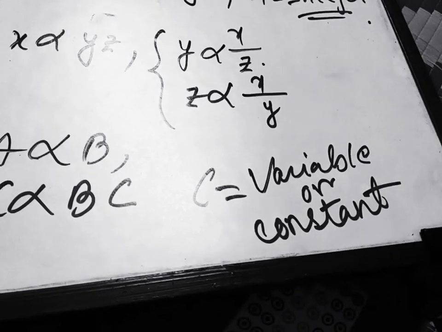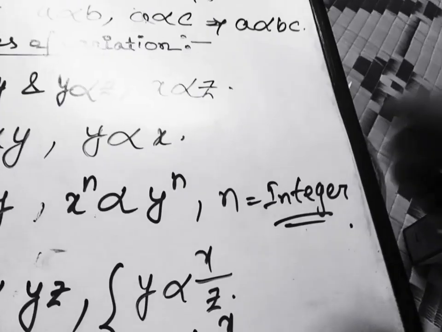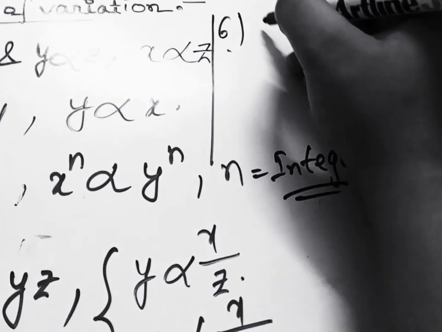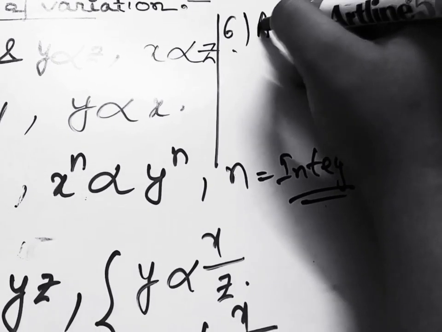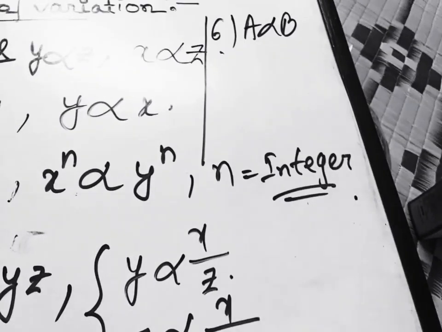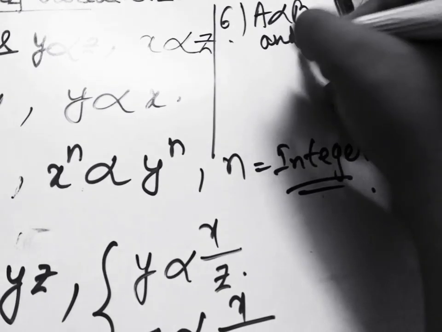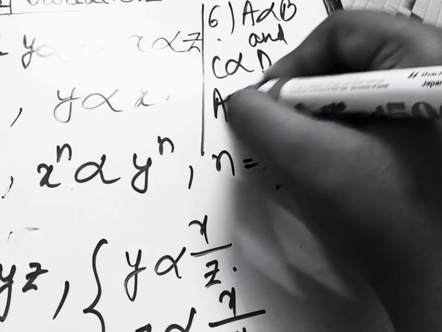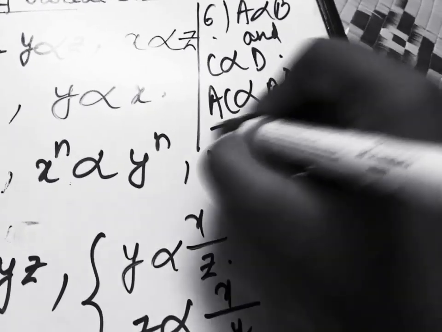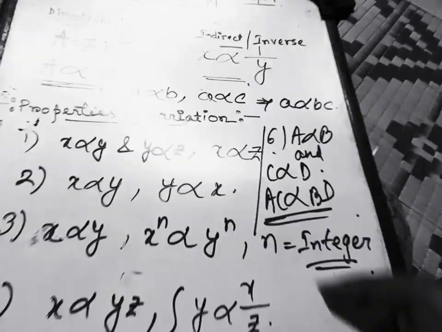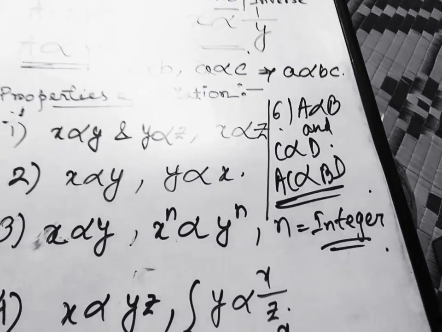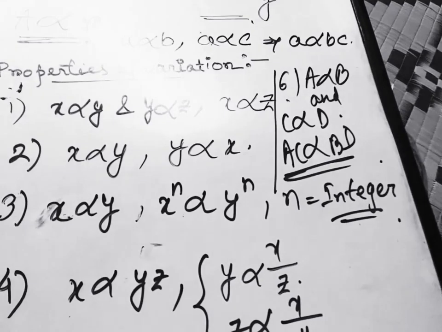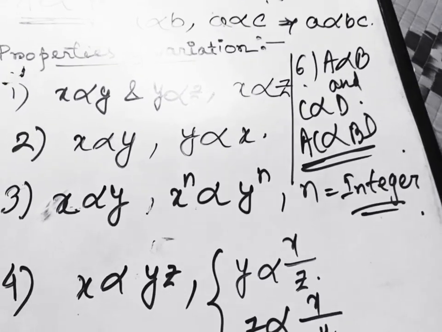So there are more also. Number 6 is: if A varies as B and C varies as D, then we combine both of them, and AC varies as BD. So these are all the properties which we have to follow to solve the maths of the chapter variation.